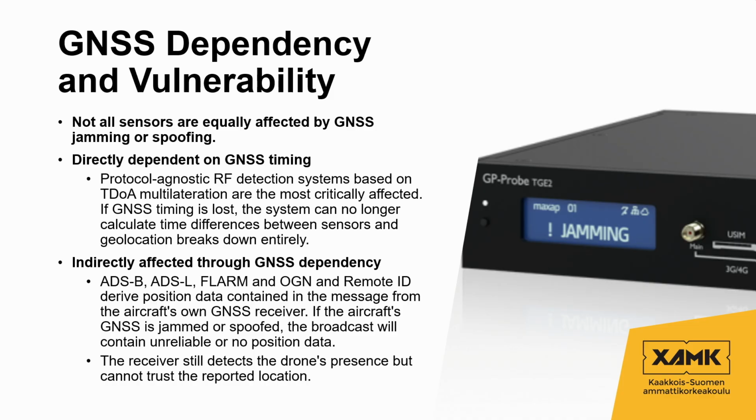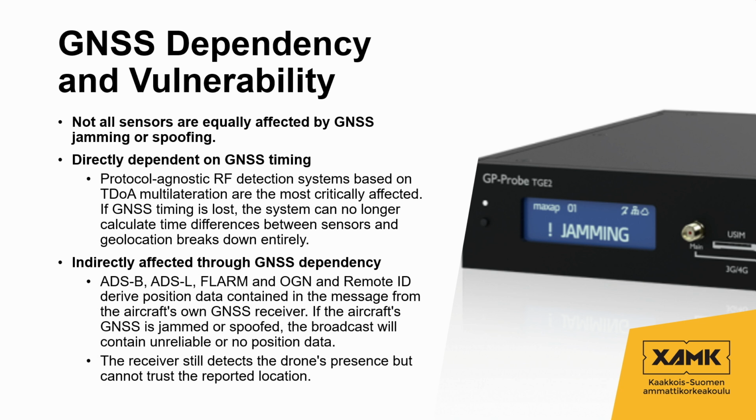Then also GNSS interference is important when we are talking about drone detection. At the start of the presentation, I was saying that there are ways drones and aircraft transmit their positions voluntarily. We can call this cooperative traffic. But all of these cooperative sensors get their position from the aircraft's GNSS receiver.